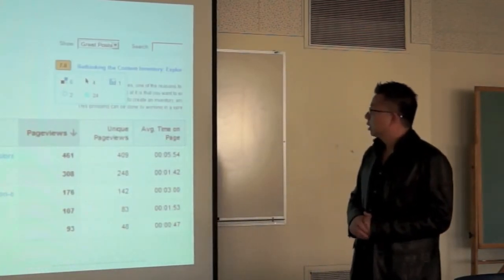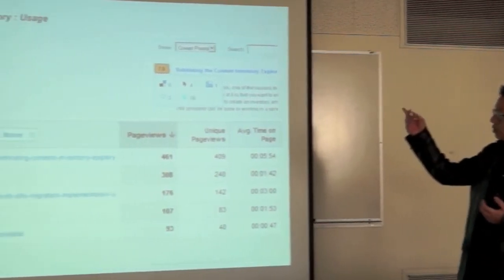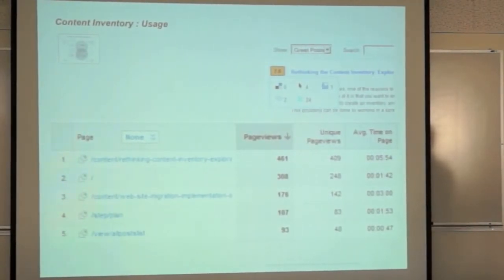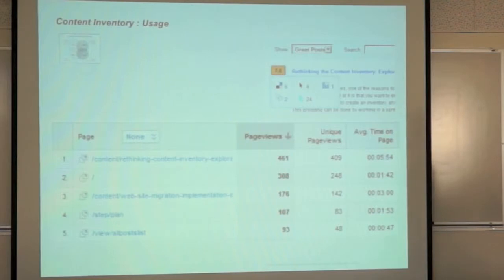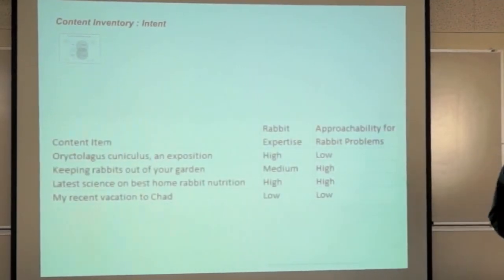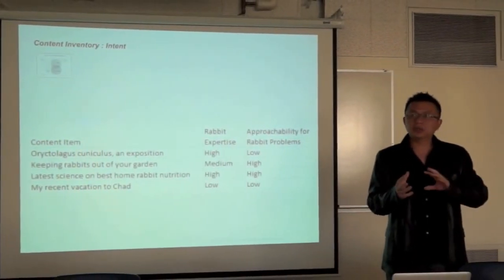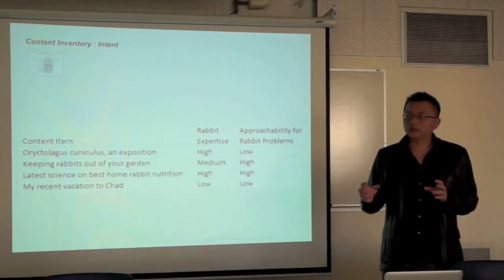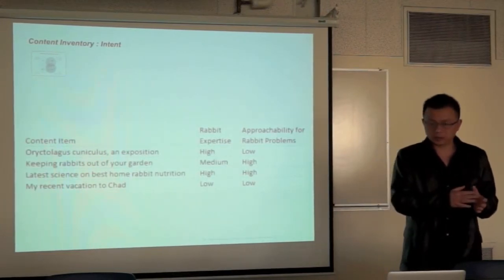And also the usage, like the page views, unique page views, average time on the page. Also maybe social networking, how many people like your links. Normally you can get this information from Google Analytics, or you can get all the data from your server. The intent means what the users want to do and how well this content meets their requirements.